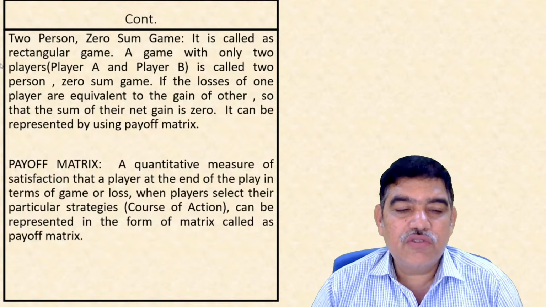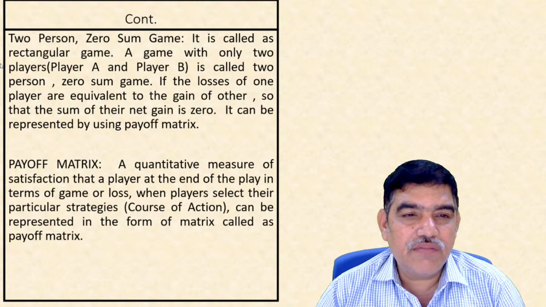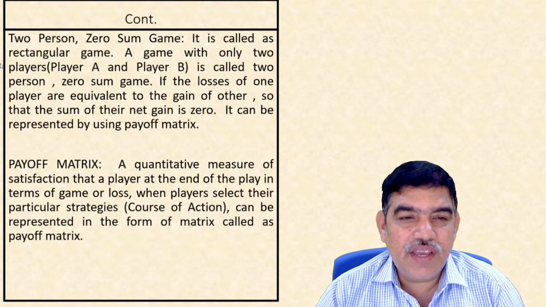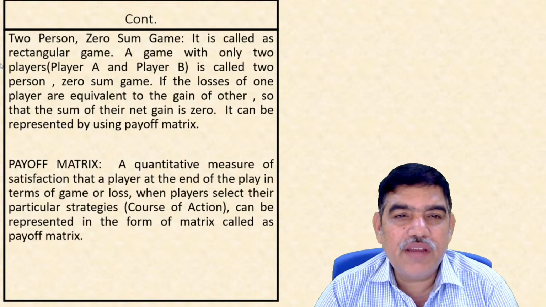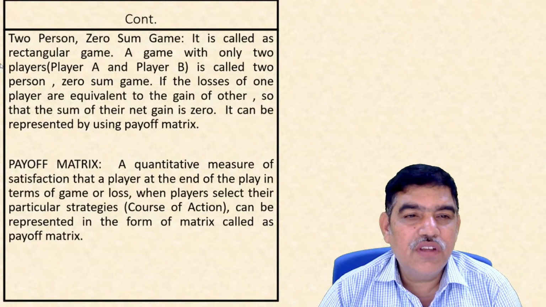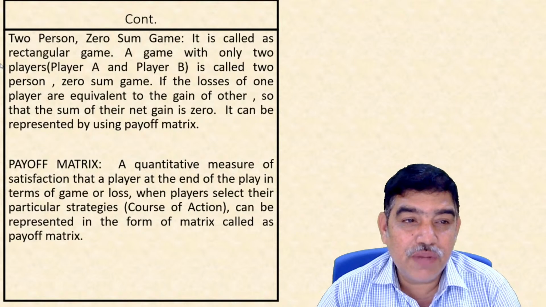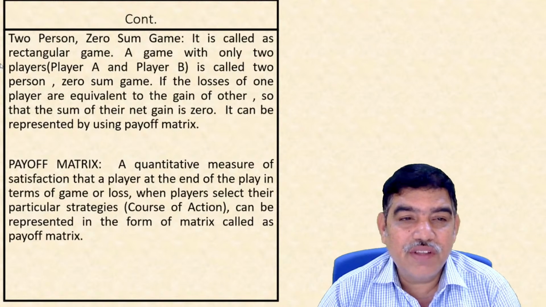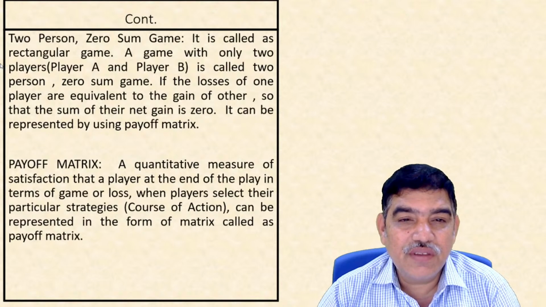Then the two-person zero-sum game. It is called a rectangular game. A game with only two players, suppose player A and player B, is called a two-person zero-sum game. That is, whatever losses are faced by one player are equivalent to the gain of the other, so that the sum of their net gain is 0. It can be represented by using a payoff matrix.